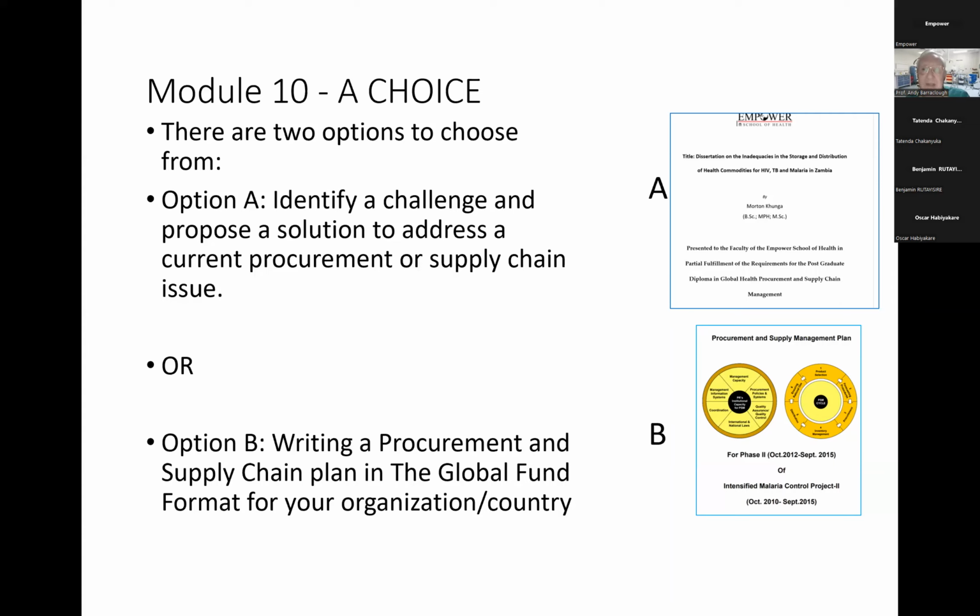What I would suggest, for those of you that are going to go on and do the master's degree course, you will need to write a dissertation for the master's degree course. So if you're thinking about doing the master's degree course, maybe it's better to choose option B, the PSM plan now, and then do the dissertation as part of the master's course. Okay? But you make the choice, either a dissertation or a PSM plan. This first presentation will be around the dissertation.